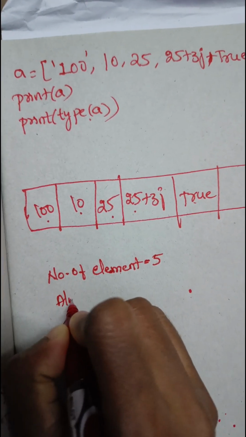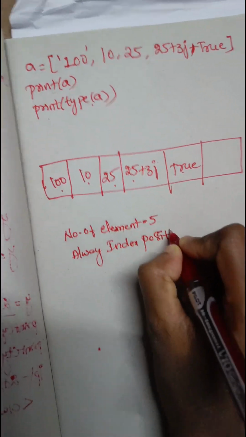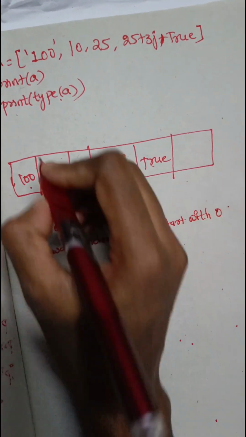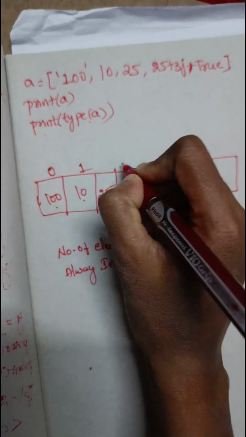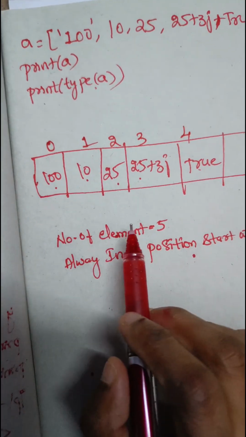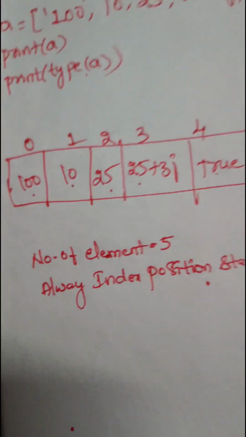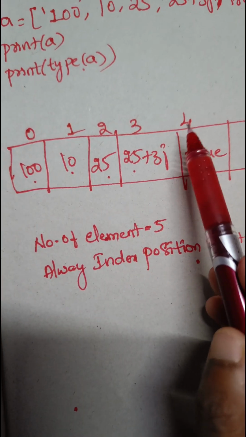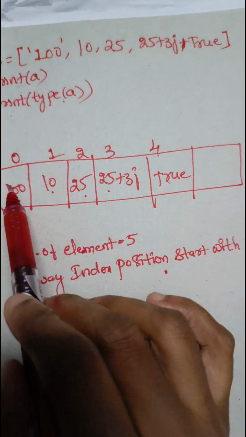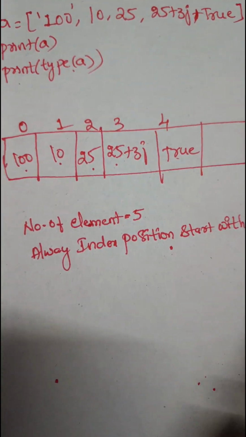So the index position always starts with 0, okay? So starting from here, 0, 1, 2, 3, 4, okay? Now you may have a doubt: ma'am, you said that the number of elements is 5, but how can you take the index position as 4 only? See, the index position starts with 0, that is the reason you are getting 4 only. But the number of elements will always start counting from 1, right? 1, 2, 3, 4, 5. So the number of elements is different from the index position. Please make a note of this.